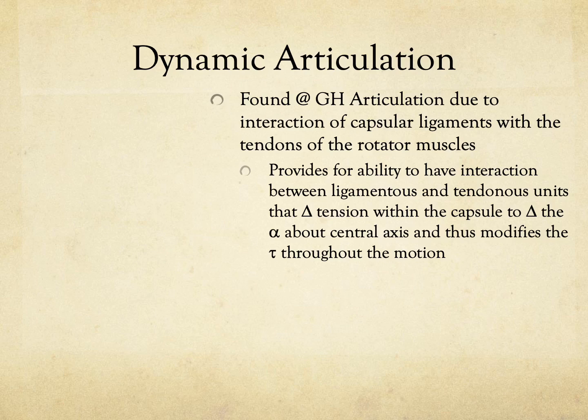And so what ends up happening is that the rotator cuff muscles, the tendons of the rotator cuff muscle, are able to change the tension of the capsule. And that changing of the tension of the capsule allows it to change the joint stability as we accelerate rotationally through the central axis of the joint, and modifies the amount of torque that we see in the motion itself.